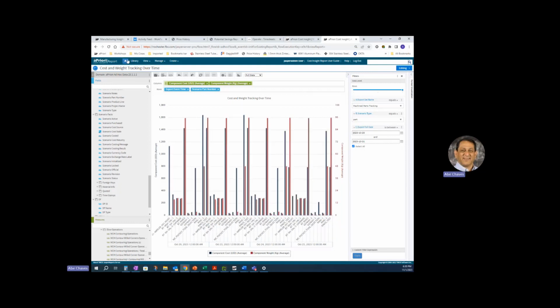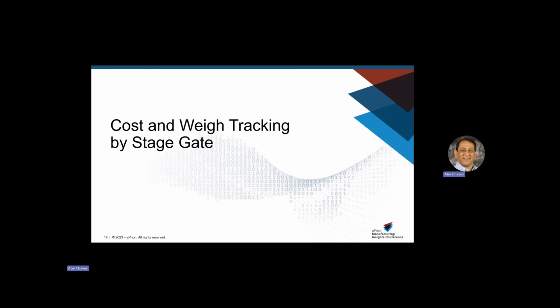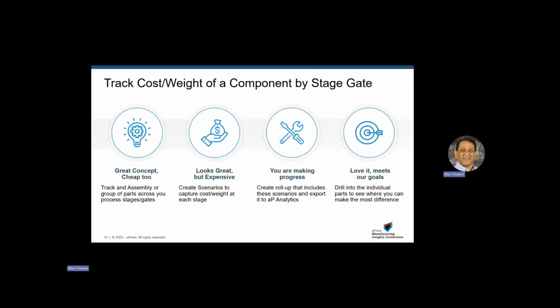All right, let's move on. That's tracking the cost and the weight of a component in time. What about tracking it as it progresses at discrete points in time, following your design process, following your design stage gate system, basically? Well, we can also do that, right? So we can show you how you can easily track the cost and weight of anything that you're designing at the different stages of your MPI process.